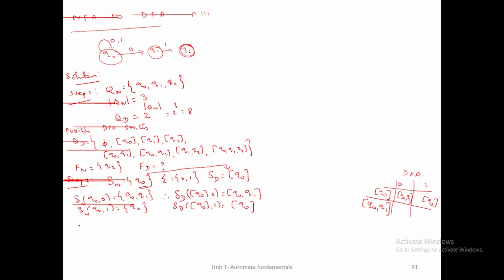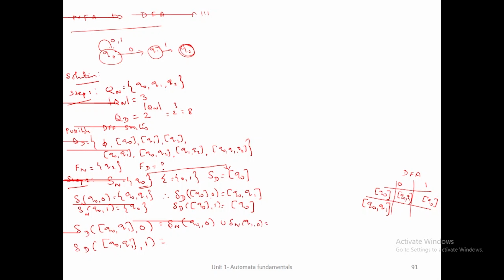So how can we write it? Delta D of the new state Q0, Q1, with alphabet symbols 0 and 1. How can you get it? You just check the NFA states. What are the values available in Q0, 0 and Q1, 0? That should be combined within a single square bracket. So you can write it as delta N of Q0, 0 union delta N of Q1, 0.